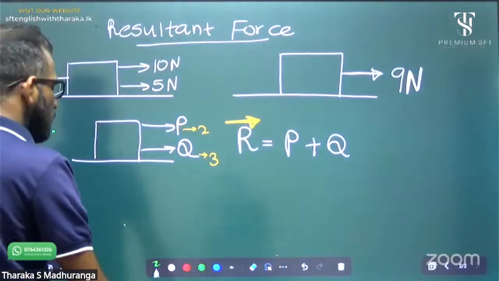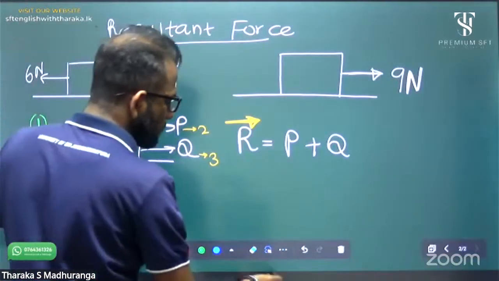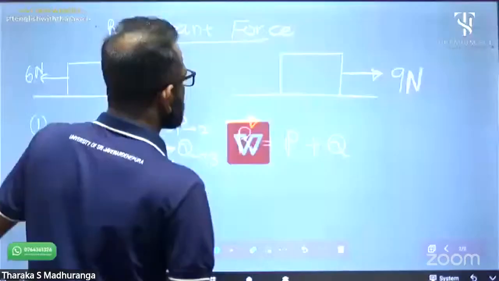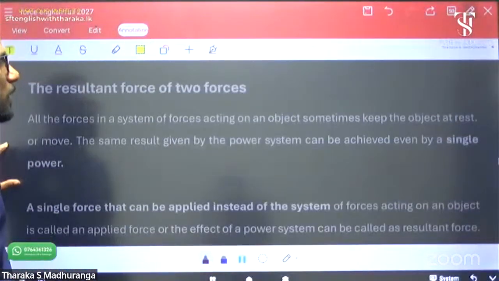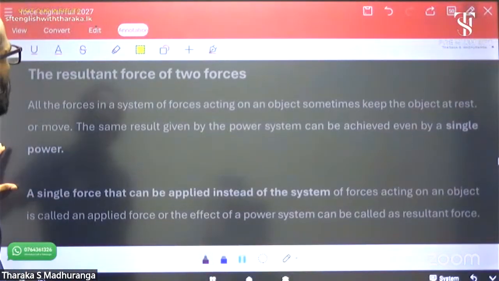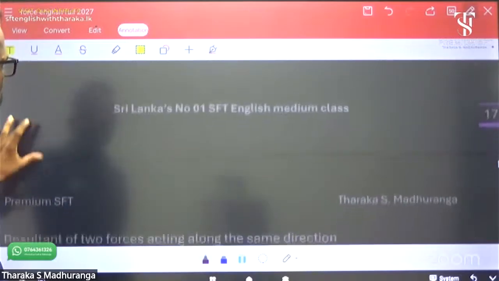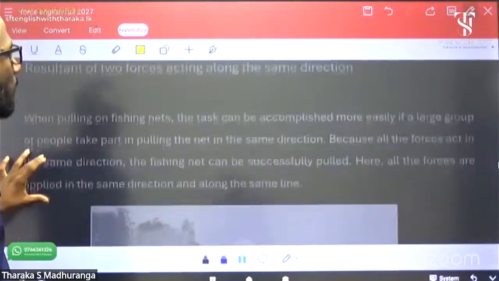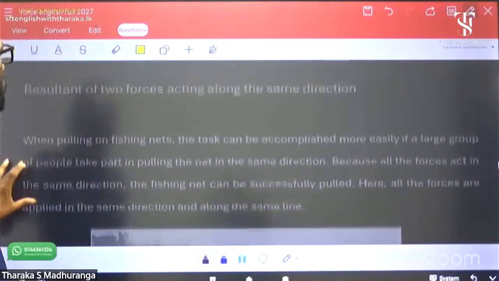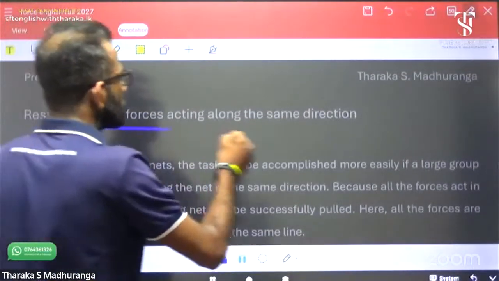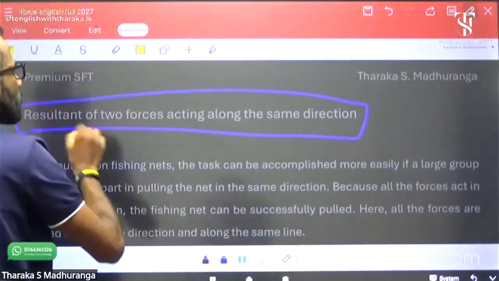Okay, the second topic. If you want, you can complete the tune. I think you all have tunes. The resultant force of two forces that we discussed: the resultant force of two forces acting along the same direction. This is the first topic.